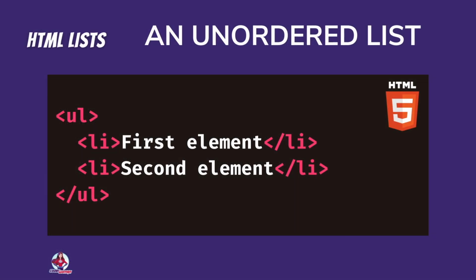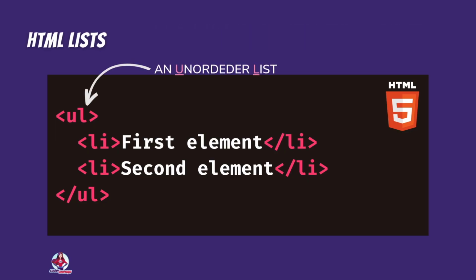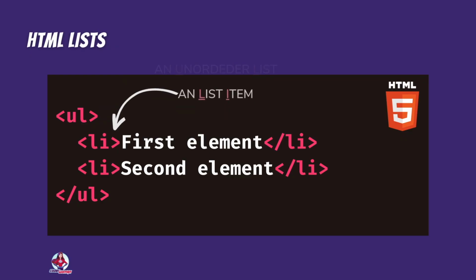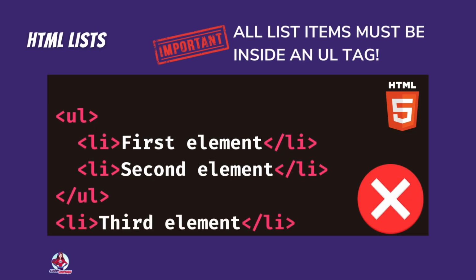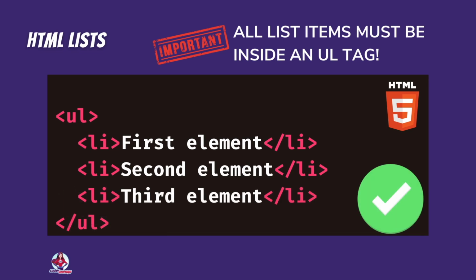How do we write it? Should we use an HTML entity to create a dot? Definitely not. Look at the code. We can create the entire list, including dots, using two new HTML tags, UL and LI. UL stands for an unordered list and LI is a list item. It's simple, isn't it? Make sure all list items are inside a UL tag. That's how each list item gets a dot before its name.